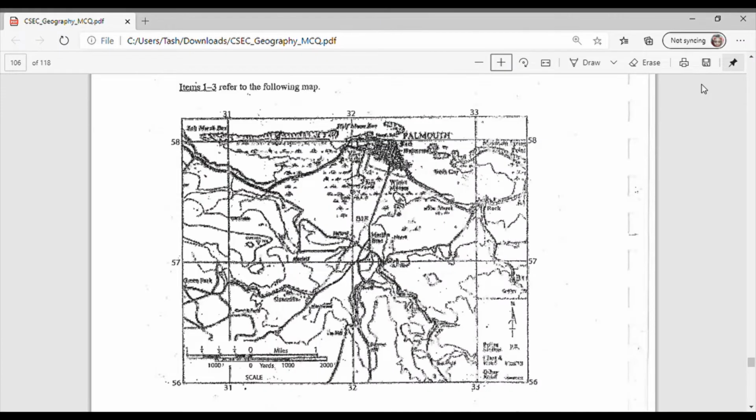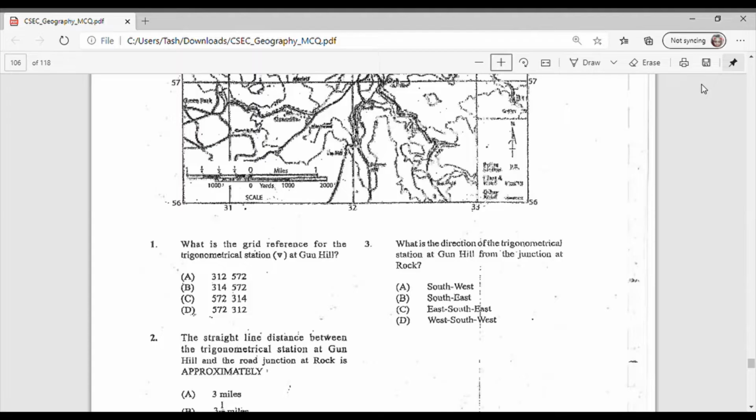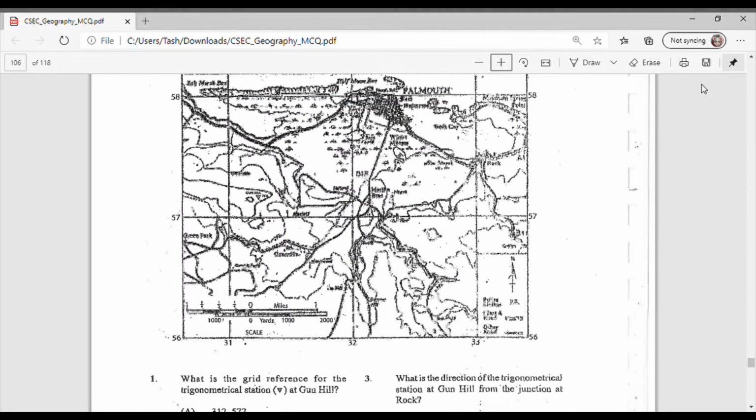Alright, so items 1 to 3 refer to the following map. The map is a little blurry, but I will show you where the items are. Number 1 says, what is the grid reference for the trigonometrical station at Gun Hill? So we would look on the map and find Gun Hill. It is right here, and we are finding the grid reference. With a grid reference, you're basically using a capital letter L, just like how you would write it. That's how you would give your answer.